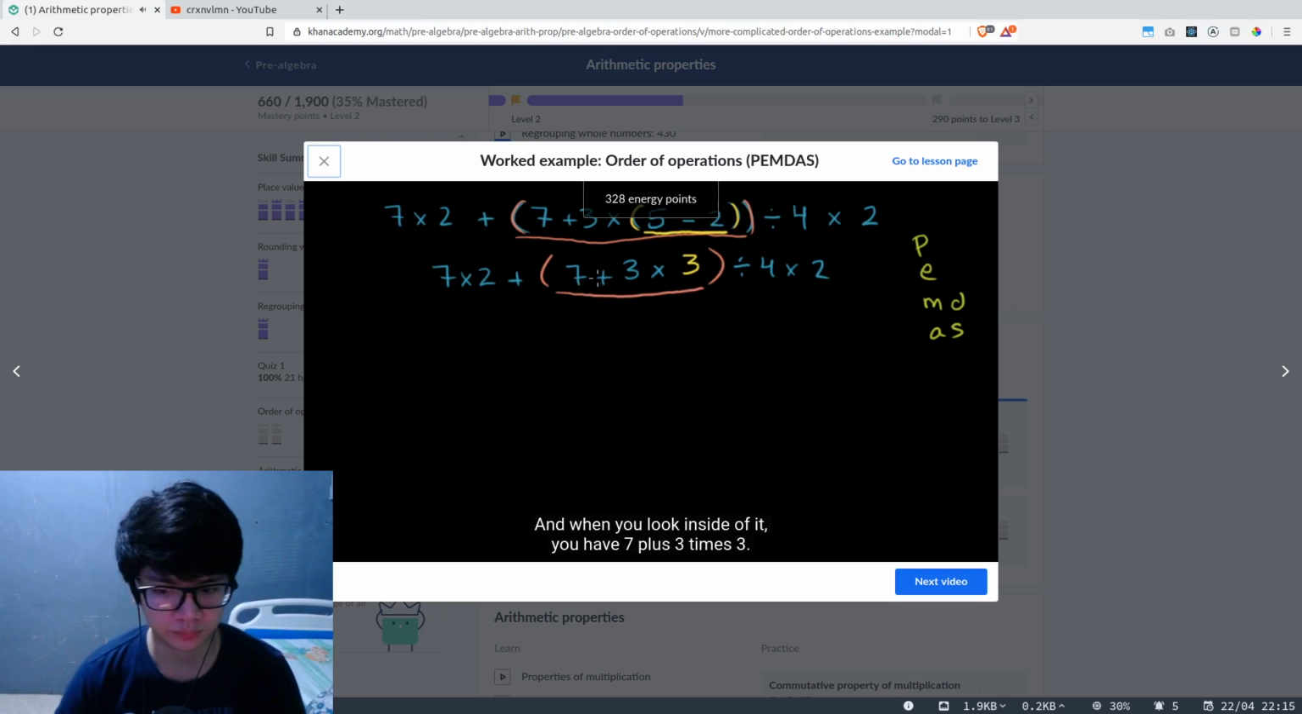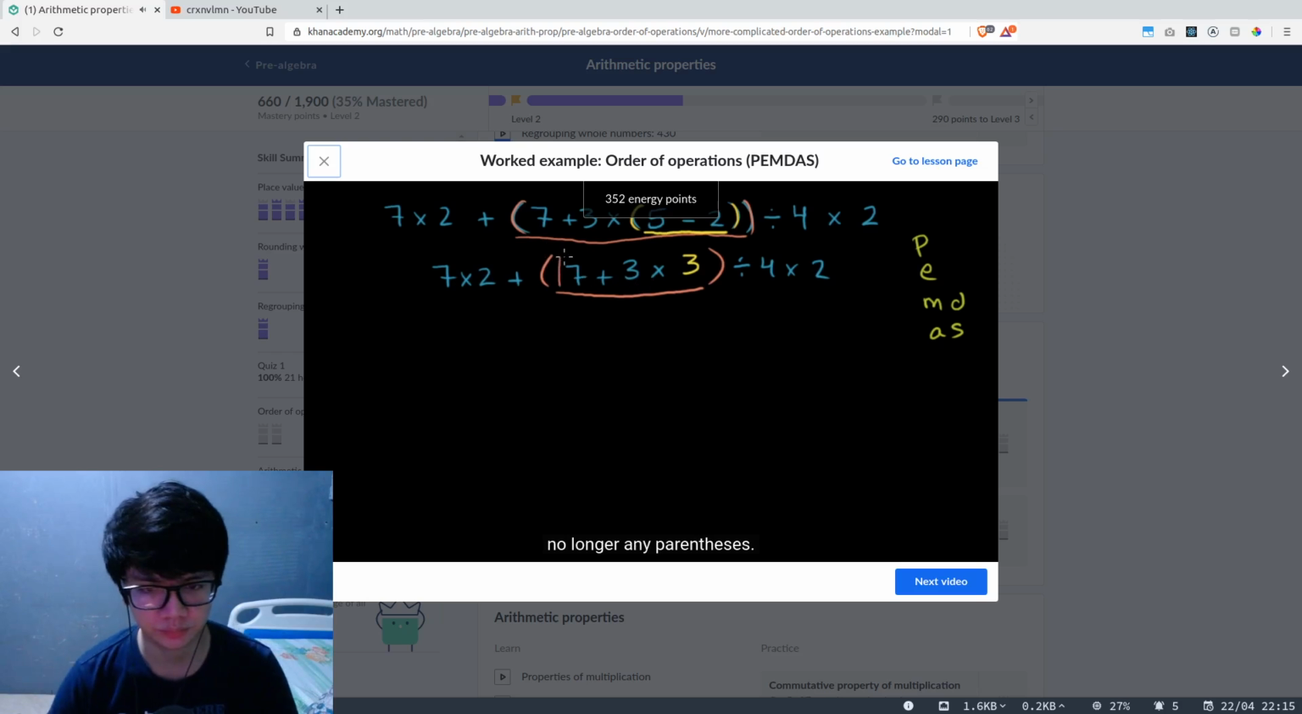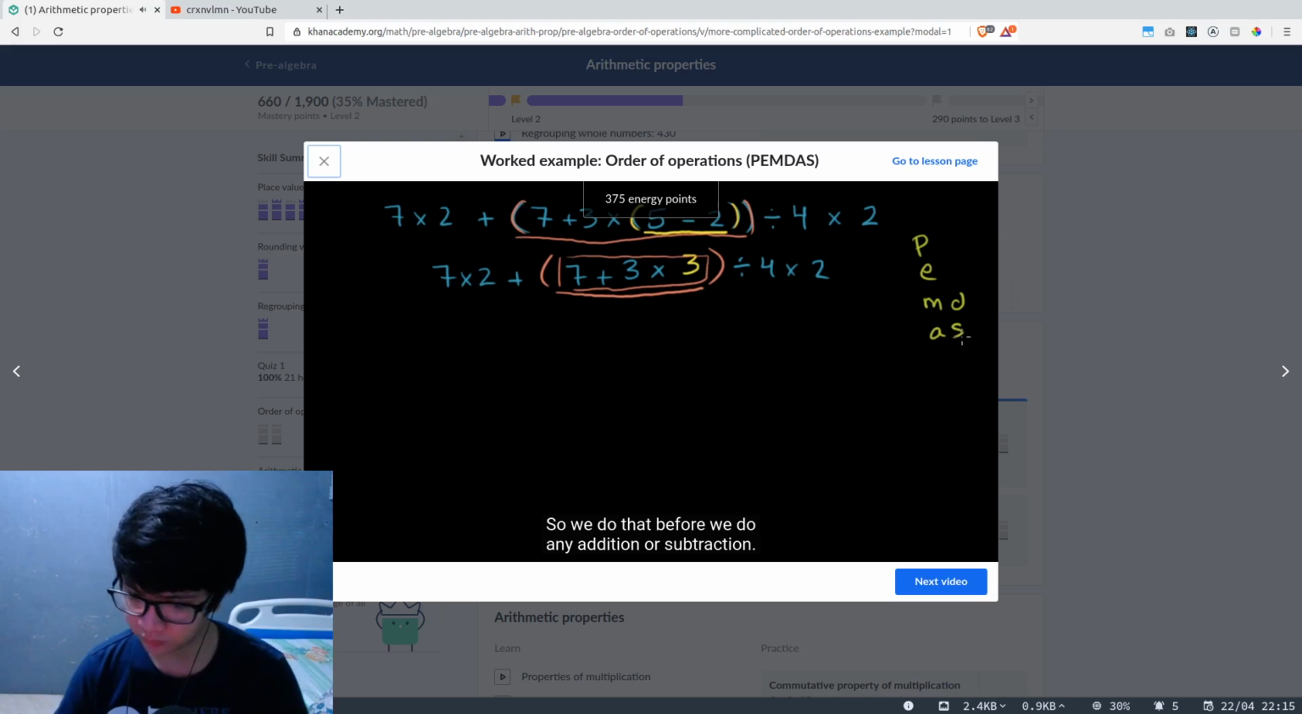And when you look inside of it, you have 7 plus 3 times 3. So if you just had 7 plus 3 times 3, how would you evaluate it? Well, look back to your order of operations. We're inside the parentheses here, so inside of it, there are no longer any parentheses. There are no exponents. There is multiplication, so we do that before we do any addition or subtraction. So we want to do the 3 times 3 before we add the 7.